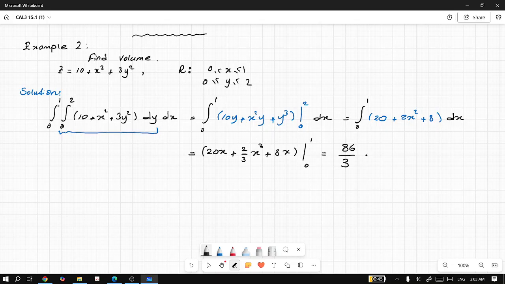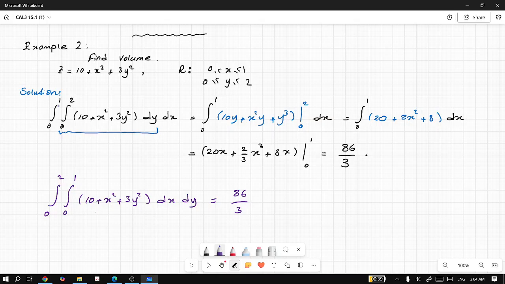Of course, when you're solving this integration, finding this volume, let me write it with respect to x first. If you write it like that, 10 plus x squared plus 3y squared, first dx, then dy, where the inner integration runs from 0 to 1 and the outer integration becomes 0 to 2. If you solve this integration, it must again give you 86 over 3. But first you are integrating it with respect to x, then with respect to y.